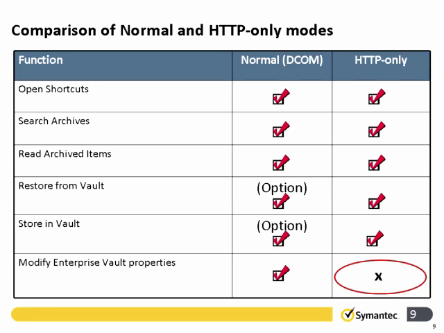When you go to archive items through the Store in Vault command, again, you will be prompted for where you wish to store that item, whether it's in your default archive, or if you do have access to additional archives, you can choose those archives for storing that particular item. But again, with the HTTP only version, you will only be able to archive that message to the default archive for your mailbox account. And then we get to the last item, which is modifying the Enterprise Vault properties associated with your archive. And in the HTTP only mode, you will not have any access to those properties.